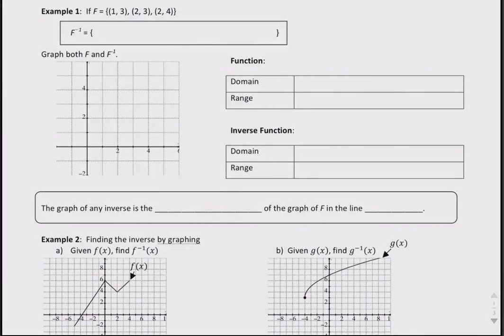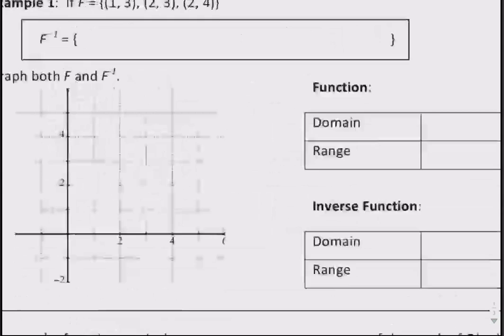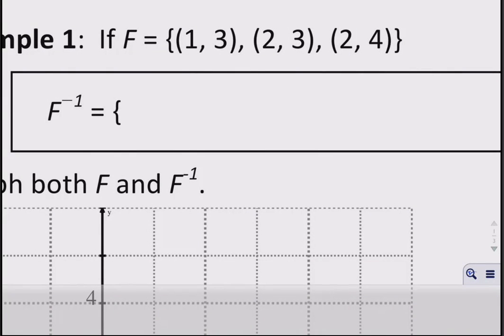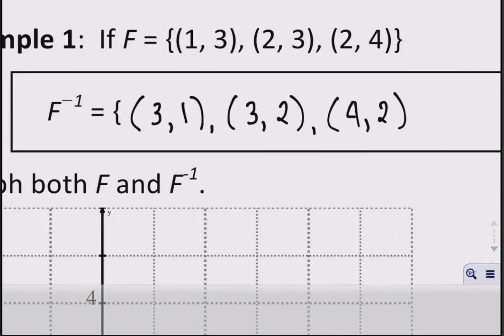Here in example 1, we're going to look at a function given by a set of ordered pairs and determine its inverse. So the inverse is just really interchanging the x and y values. So if we take a look at the function we're given, if I want to now write the inverse of that function, I take each set of ordered pairs and I just rearrange their order. So instead of 1, 3, I'll have 3, 1. Instead of 2, 3, I have 3, 2. And instead of 2, 4, I have 4, 2.